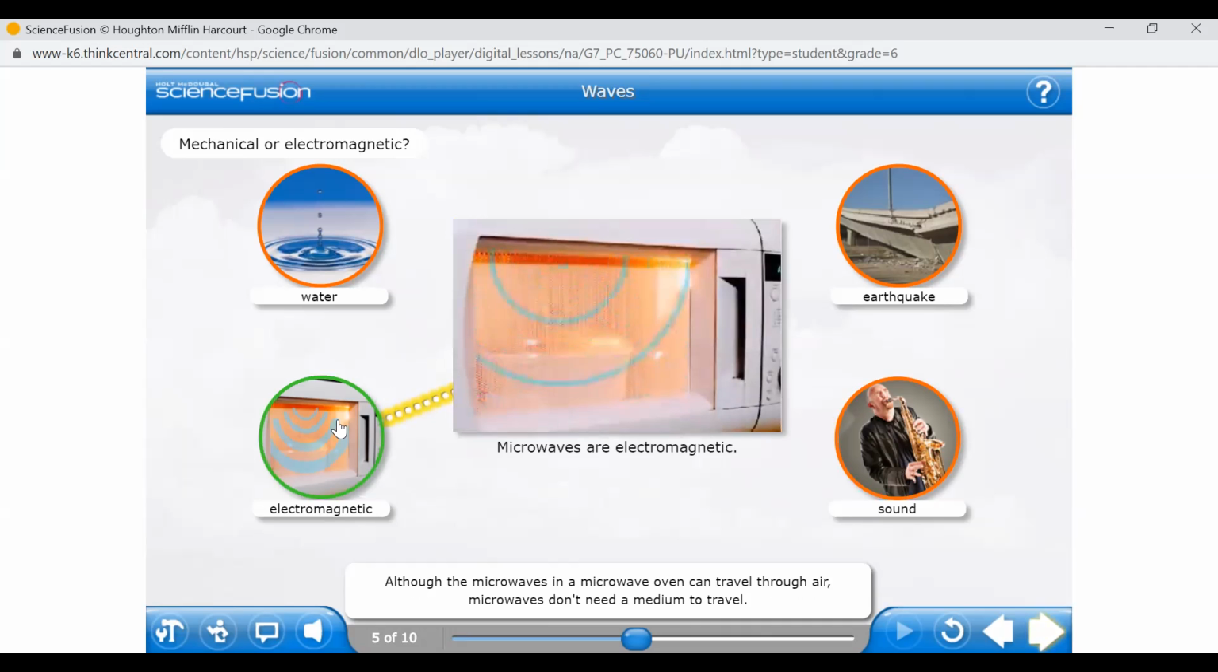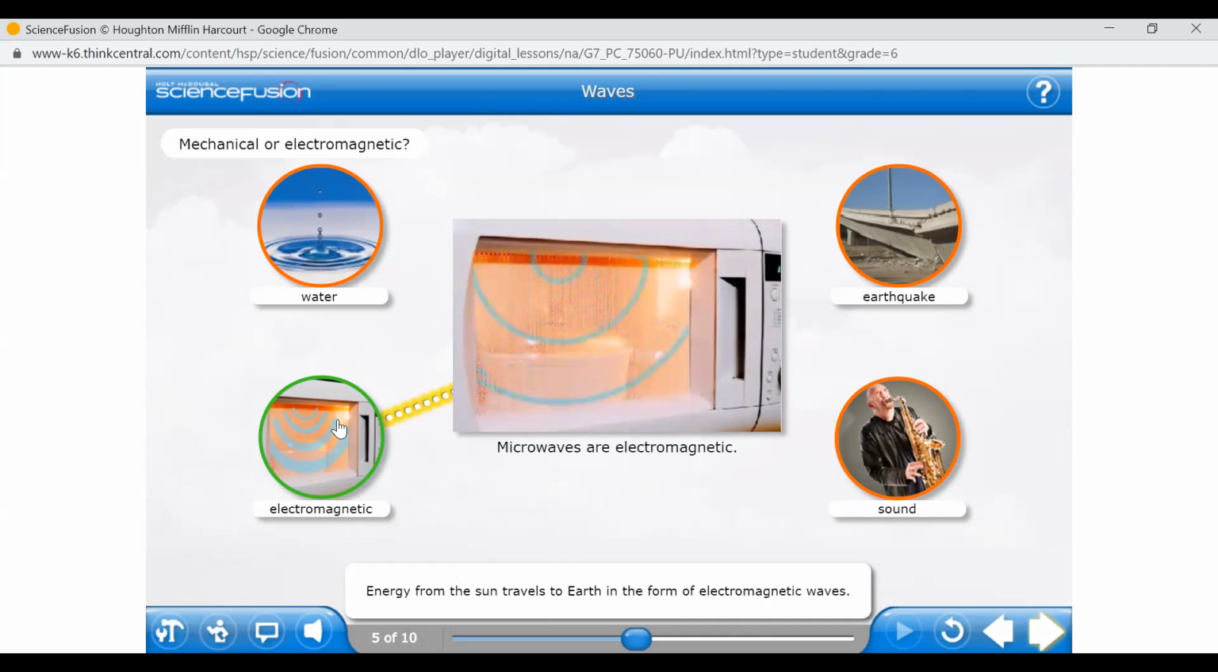Although the microwaves in a microwave oven can travel through air, microwaves don't need a medium to travel. Like light, radio waves, and X-rays, microwaves can travel through empty space. Energy from the sun travels to Earth in the form of electromagnetic waves.